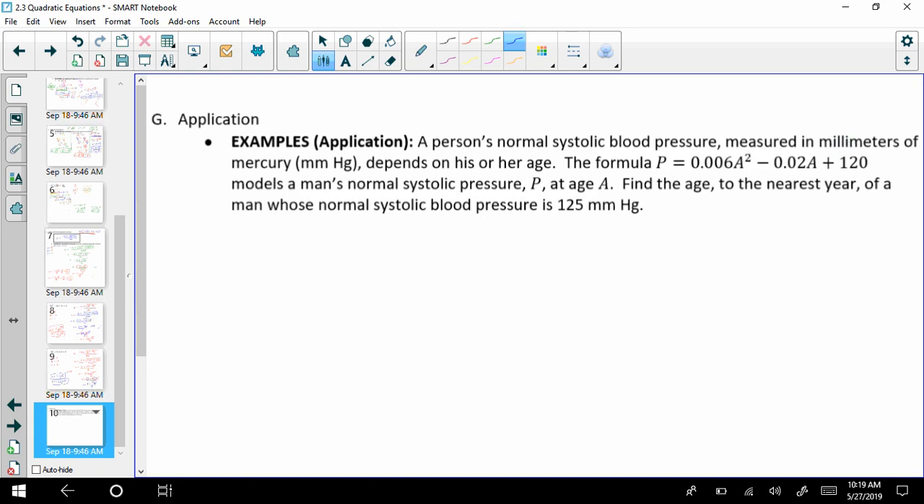I know it's quadratic because the highest exponent is 2. Models a man's normal systolic pressure, P, at the age of A. Find the age to the nearest year of a man whose normal systolic blood pressure is 125. All right, so the question is, they've given me a value and they want me to find the age. So the first question I ask my students is, what would we substitute the 125 in for? And you should say we're going to put it in for P because it's the pressure.